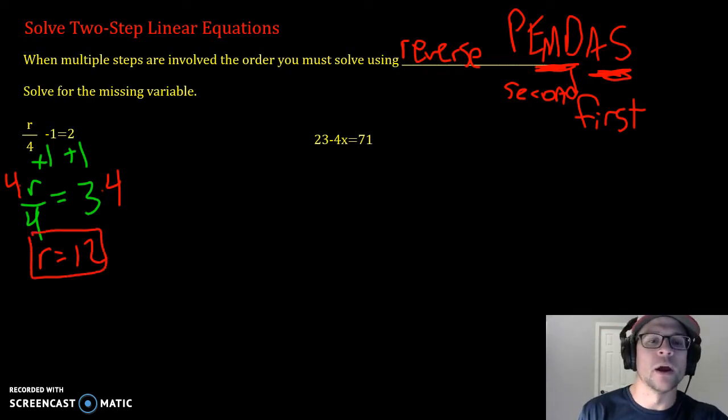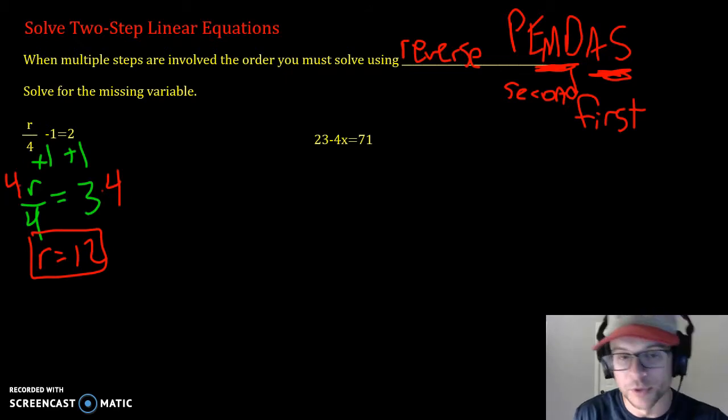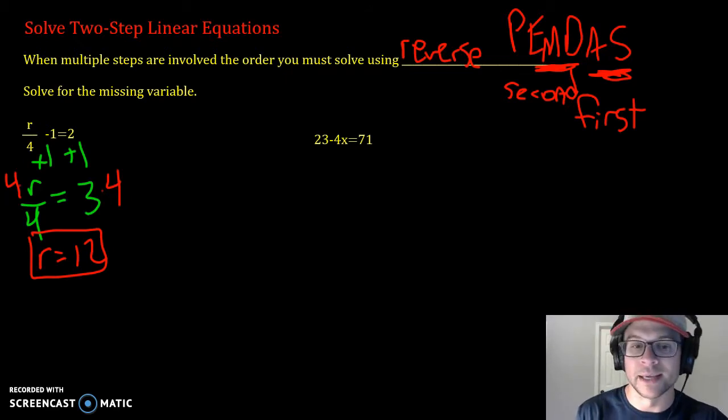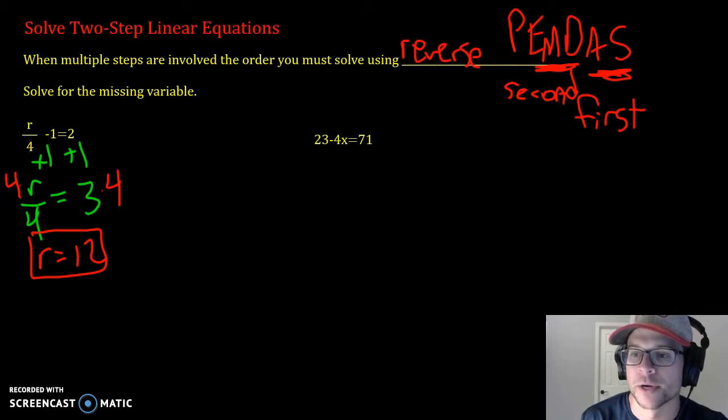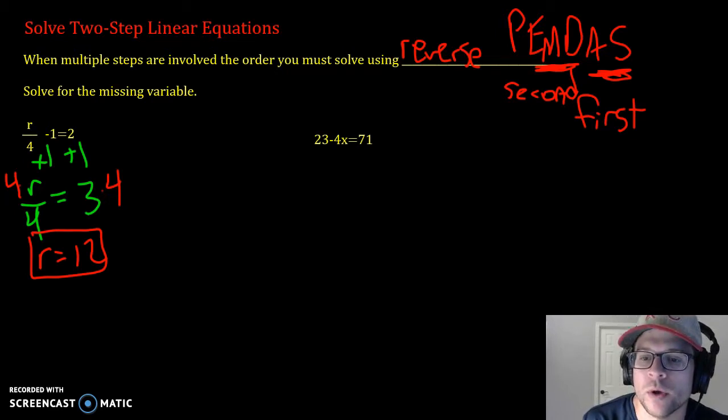Now, had we taken care of the 4 first, we would have multiplied by 4 to get 8, and then add 1 to get 9. It is not the same thing as 12. If you go out of order, you will get the incorrect answer. So make sure you're going in reverse, add and subtract first, then multiply and divide. All right, the next one, 23 minus 4x equals 71.